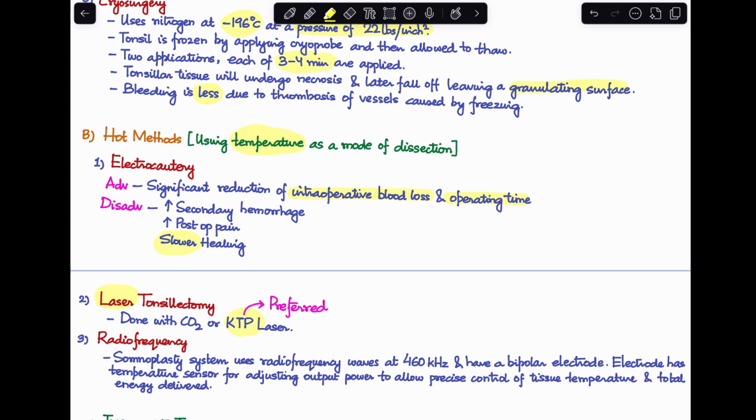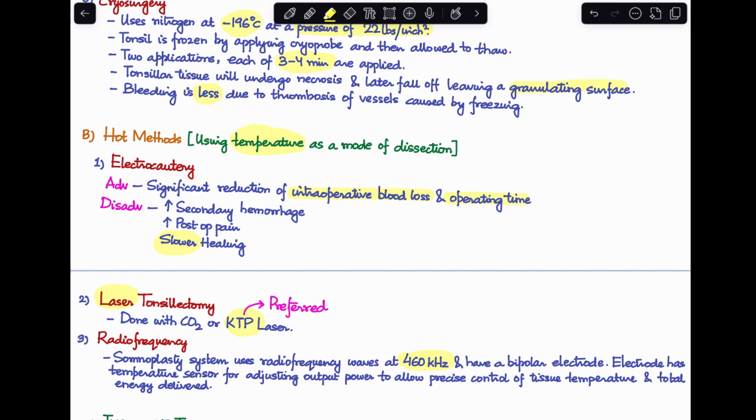The last method over here is radiofrequency. Here we use radiofrequency waves at 460 kilohertz and we have a bipolar electrode. The electrode has a temperature sensor which is for adjusting the output power to allow the precise control of tissue temperature and total energy developed. So this is the radiofrequency method of tonsillectomy.